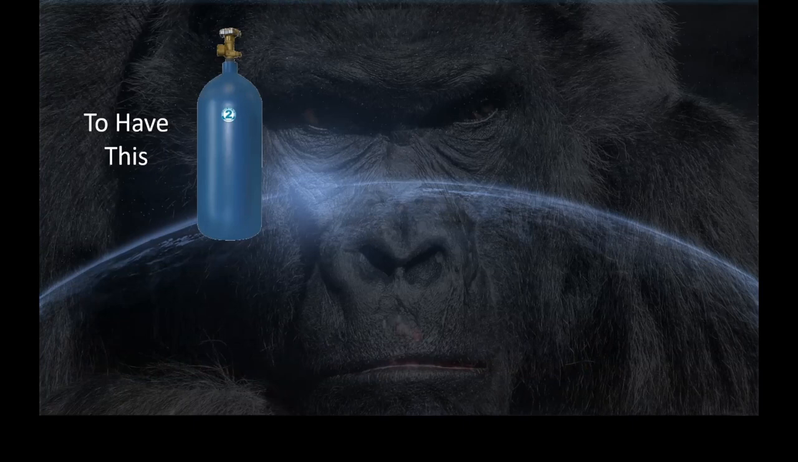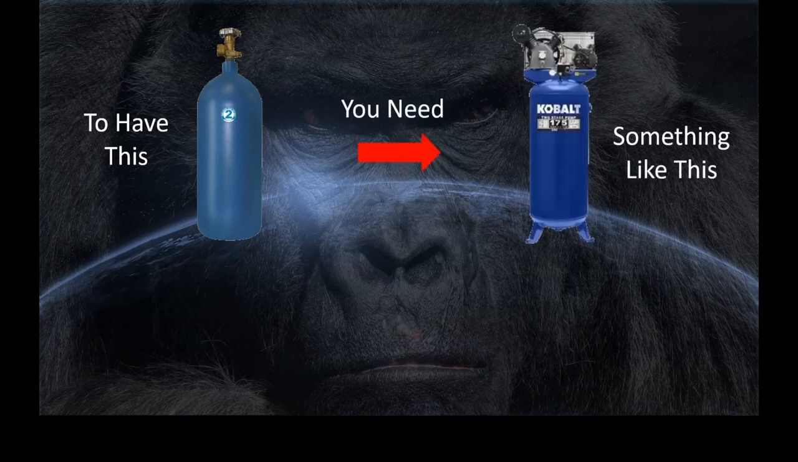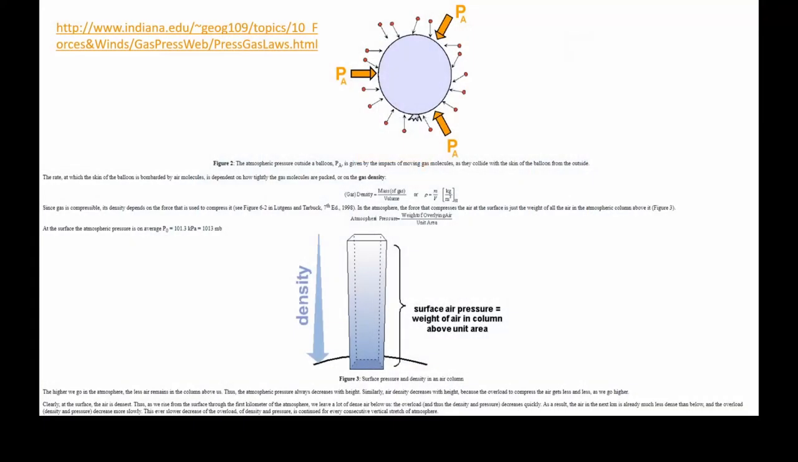So in order to have pressurized gas in a sealed pressure vessel, like you see there, you need something like that thing you see on the right. You need an air compressor or some other way to generate pressure inside the container. What's different about that and atmospheric pressure? Well, again, according to Indiana University, atmospheric pressure is now the pressure on the outside of the balloon. What does that depend on? Well, not an air compressor, that's for sure.